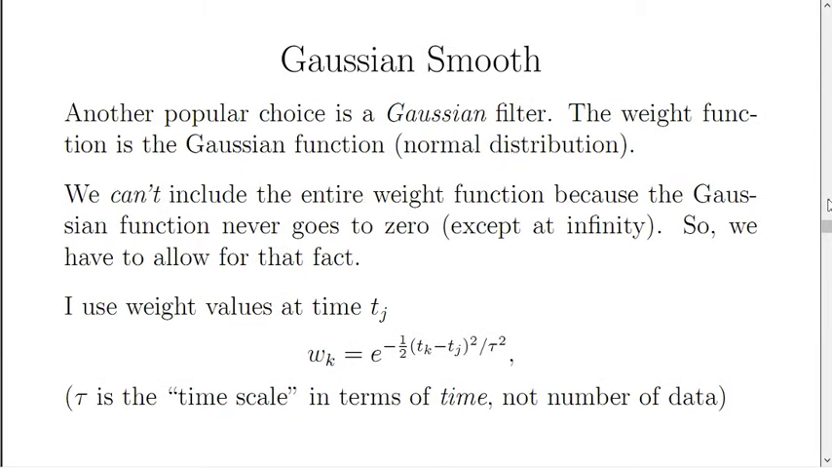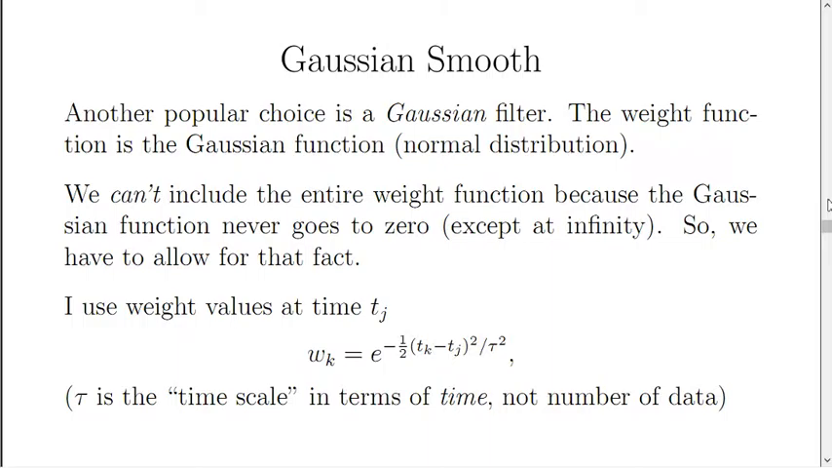Another smooth that's common and very popular is called a Gaussian filter or a Gaussian smooth. The weight function is a Gaussian function, also known as the normal distribution. Now in this case, we cannot include the entire weight function in any window because the Gaussian function never goes to 0 except when the time offset goes to infinity, so we have to allow for that fact.